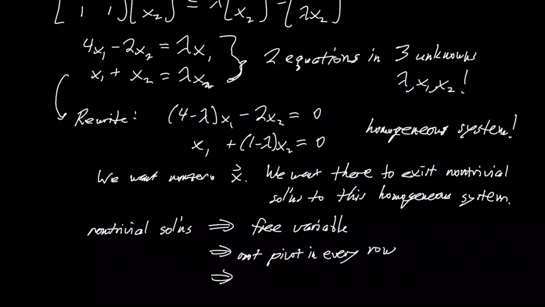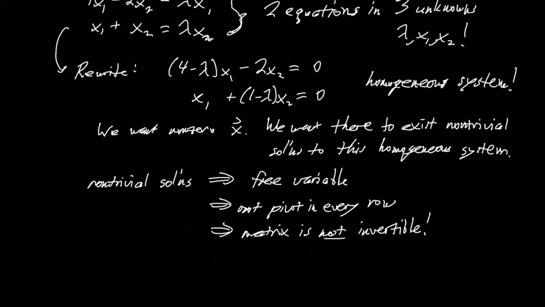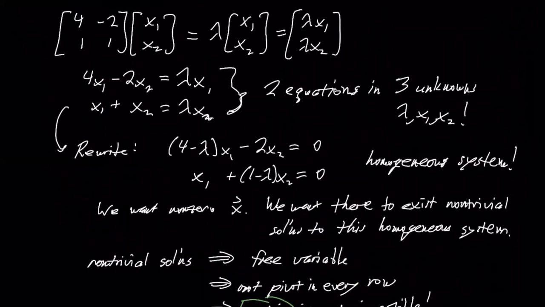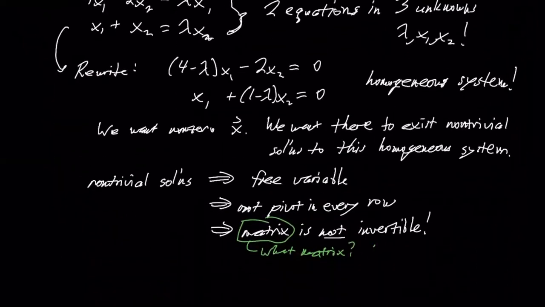And that implies that our matrix is not invertible. But I have to be really careful. What matrix do I mean? I don't mean A. In fact, our matrix that we started with, A, is invertible. The columns are linearly independent. You can check. Not A.